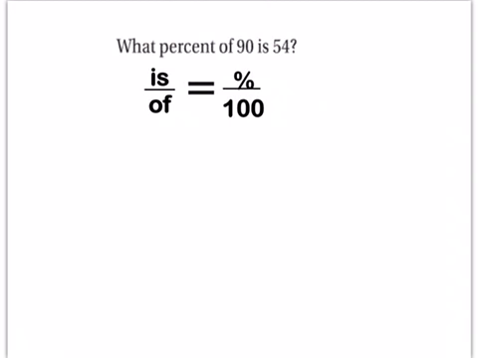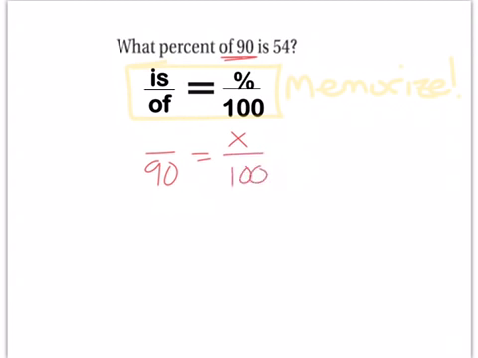Okay, here's another one, same situation. We have to memorize this: is over of equals percent over 100. If I have that memorized, now it's just as easy as plugging this in. Of 90, that's going to go in my denominator. What percent? That means I don't know the percent. Is 54, that's the numerator. Cross multiply from here.